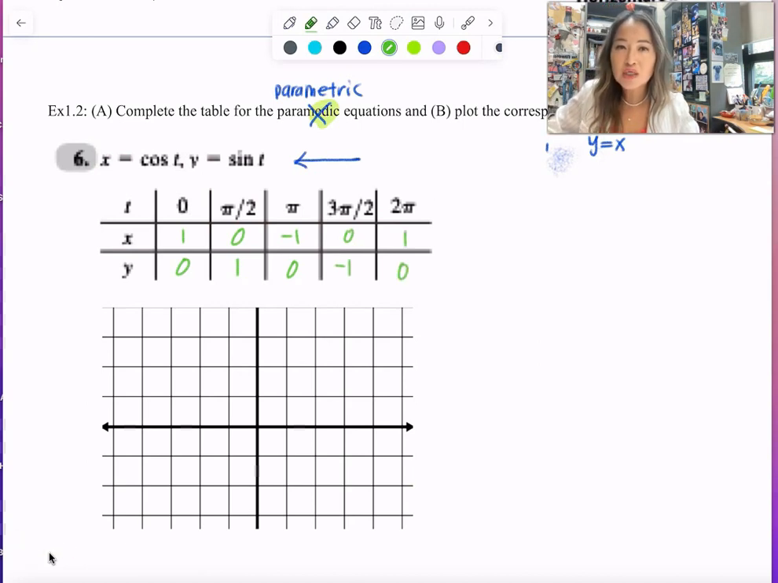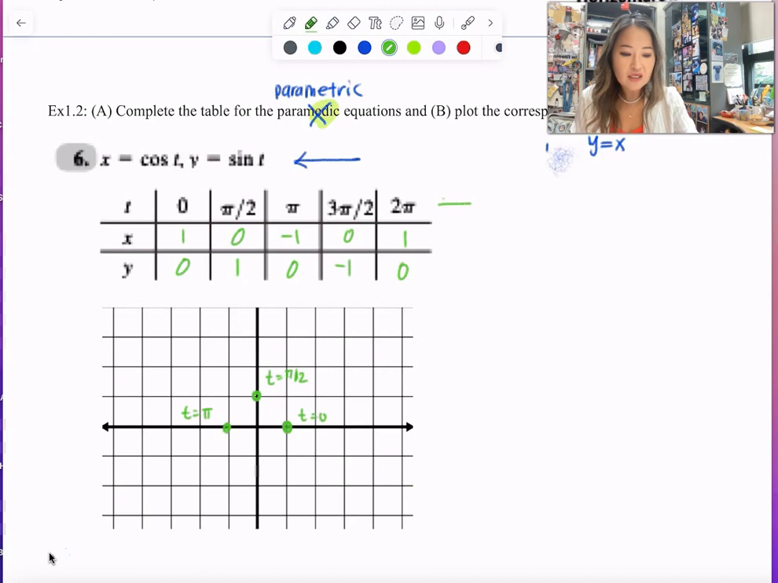Because we're so good with our trick now, let's start plugging it in. If x is 1, y is 0. There's my t equals 0. Remember, we're supposed to label our t's, right? That's when t equals 0. Let's go to 0, 1. That's 0, 1 when t is pi over 2. Negative 1, 0 when t is equal to pi.